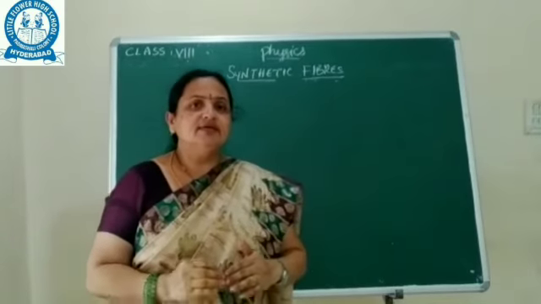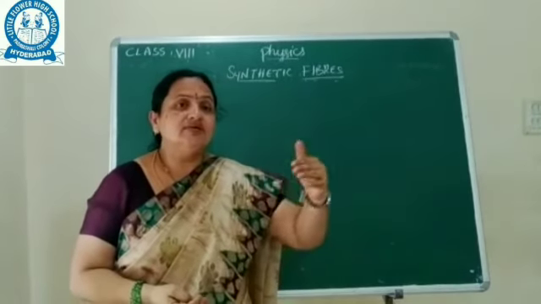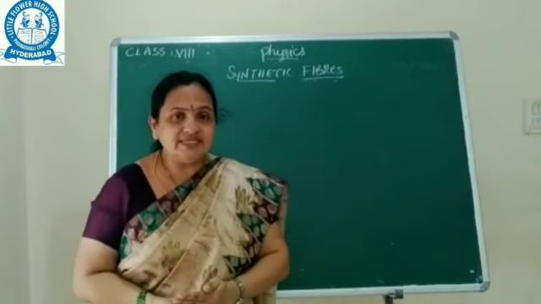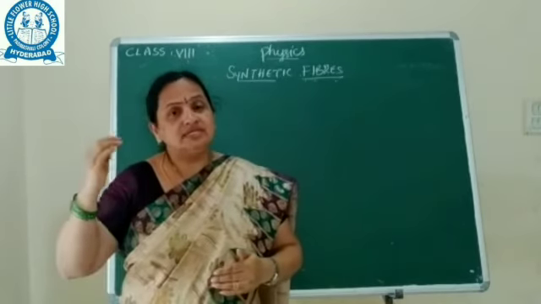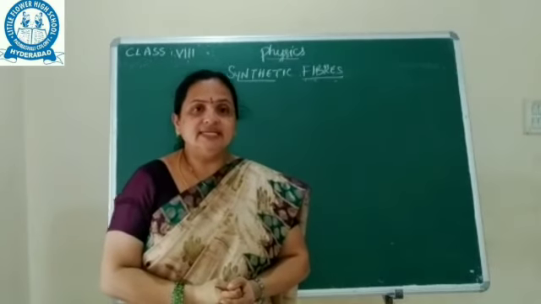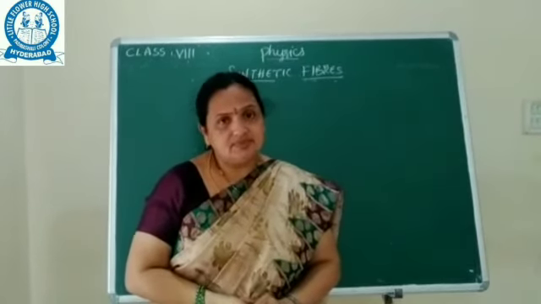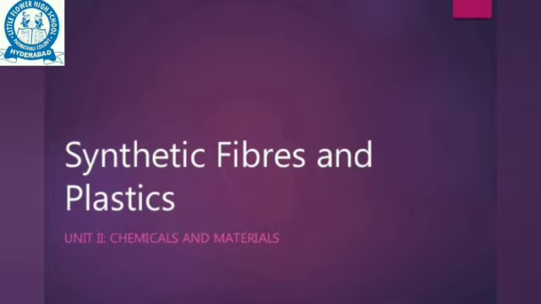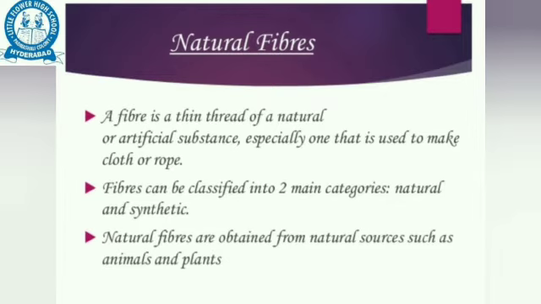Okay, children, before that, I am going to explain what fibers are, where we are getting them from, what the natural fibers are, and what the synthetic fibers are. Let's get an idea by picturization. Synthetic fibers and plastics. Fibers. A fiber is a thin thread of a natural or artificial substance, especially one that is used to make cloth or rope. Fibers can be classified into two main categories, natural and synthetic.